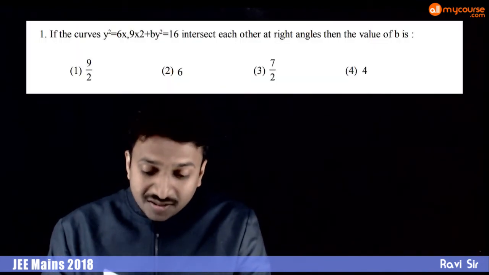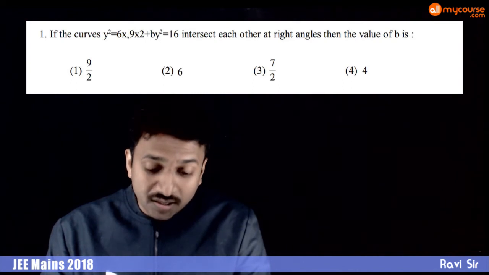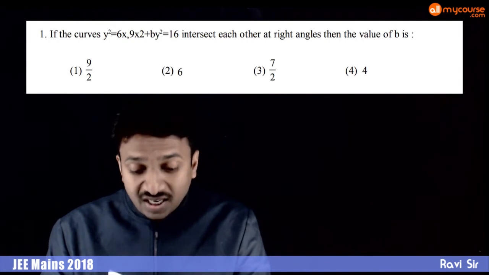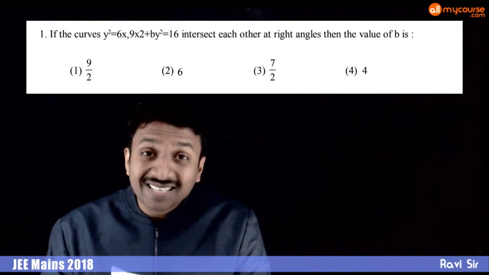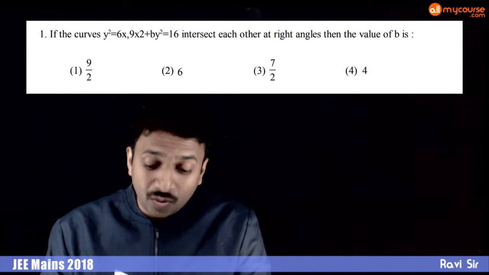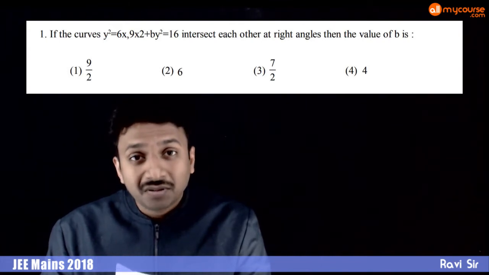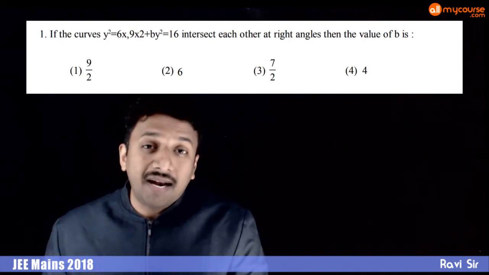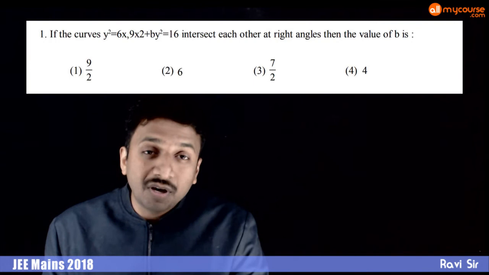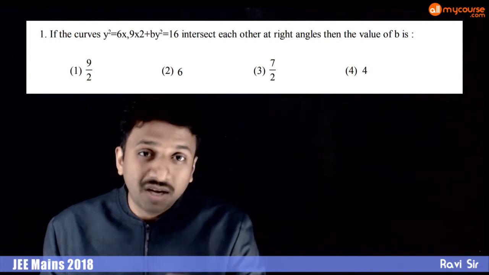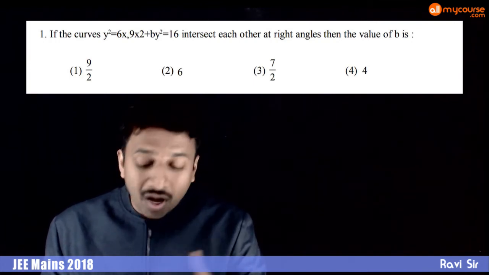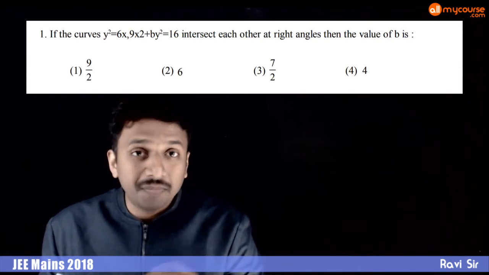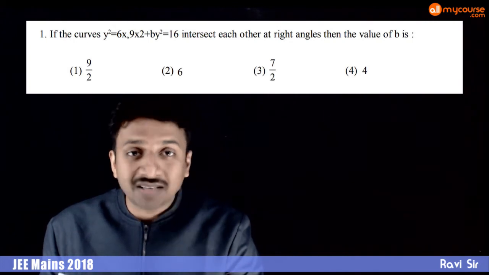The first question is, if the curves y square is equal to 6x and 9x square plus by square plus 16 is equal to 16 intersect each other at right angles, then the value of b is. This question is based on the angle of intersection between two curves, and you need to think in terms of the slopes of these two curves at the point of intersection. So on solving, you get b is equal to 9 by 2 as the answer. That is the answer to this question.